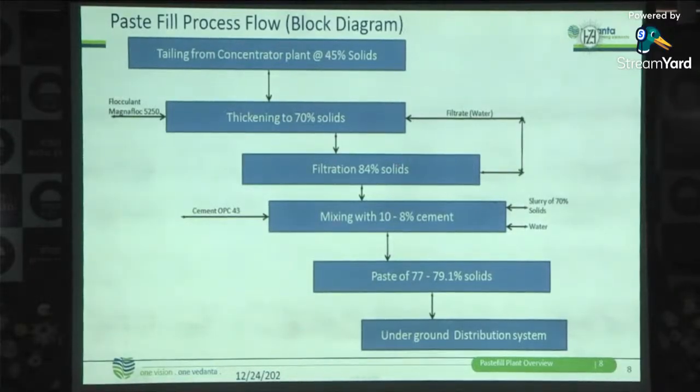Then we have a mixer, in which the 84% solid is mixed with cement. We add cement as well as fly ash as binder, and when the final product comes, somewhere around 77 to 80% total solid will be there. Then we distribute it to the underground mines.